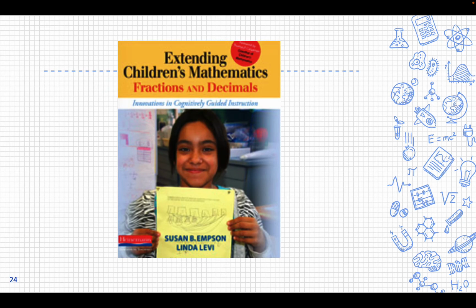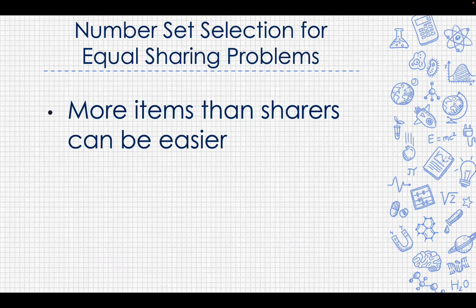The book Extending Children's Mathematics, Fractions and Decimals by Susan Empson and Linda Levi is a wonderful resource that engages the philosophy of cognitively guided instruction, but also gives us examples of the different types of grouping problems that we might use, kinder to grade 6, for development of measurement division, multiplication, partitive division, and ideas around fractions and decimals. It's a wonderful resource, and hopefully your future school sites have it.